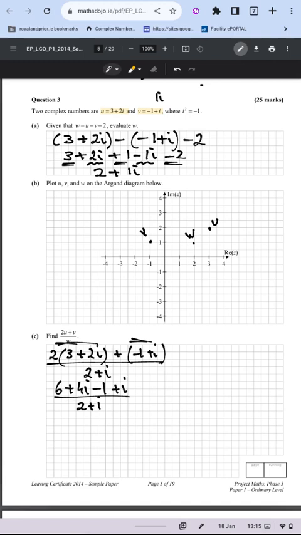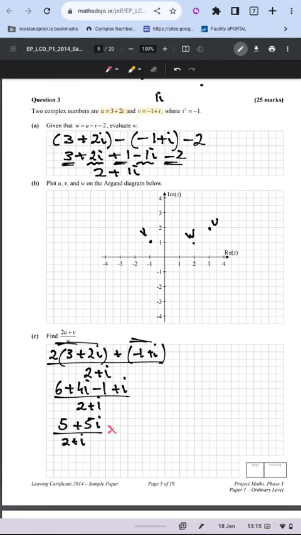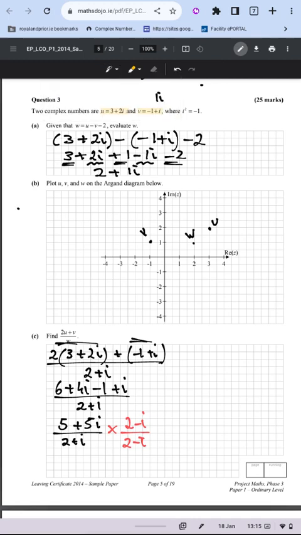Now I'm going to get tight for space here. Tidy up that top. 6 minus 1 is 5 plus 5a over 2 plus a. Now anywhere there's division, you're multiplying top and bottom by the conjugate of the bottom. So change the sign of that imaginary bit. Now work out your top. So 5 plus 5a times 2 minus a. Bust your brackets. And multiply that out.